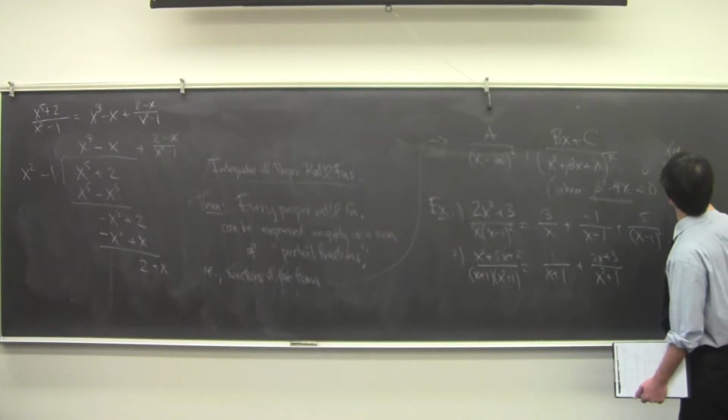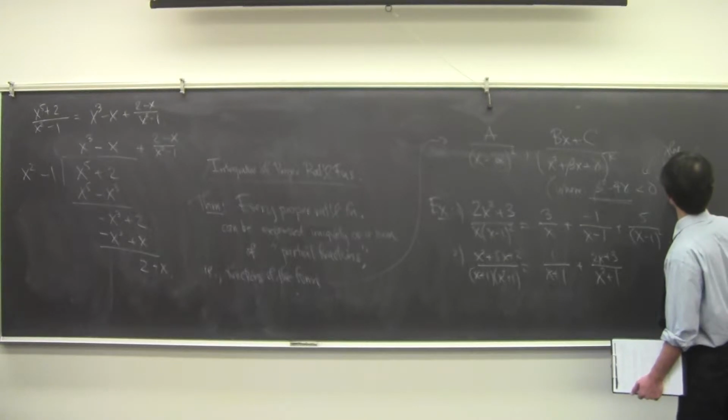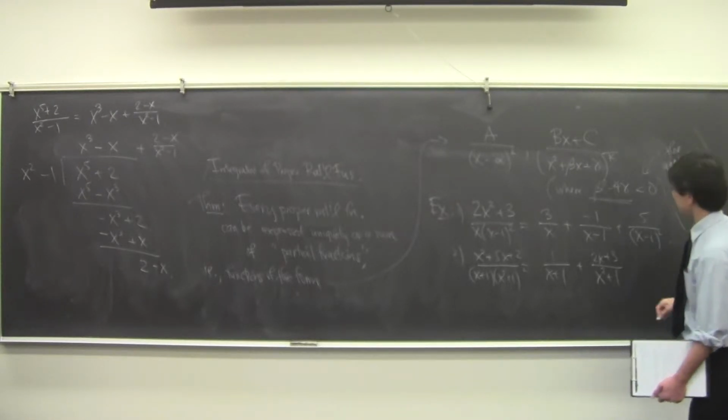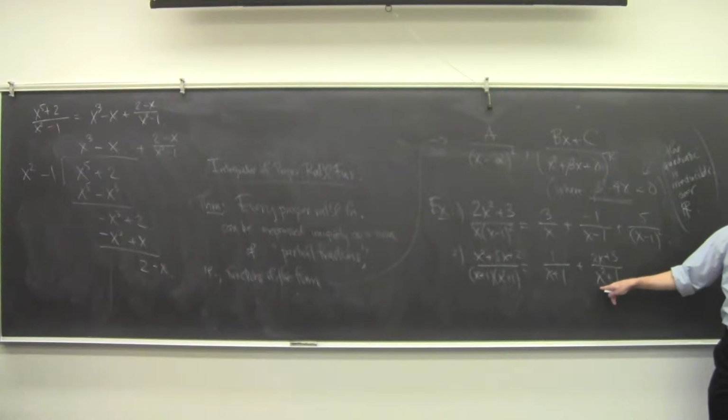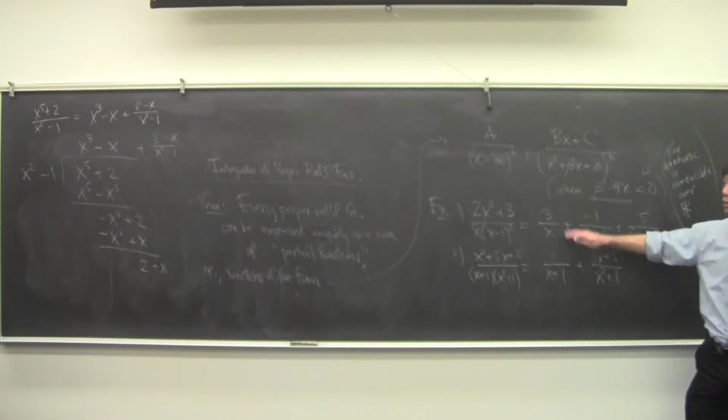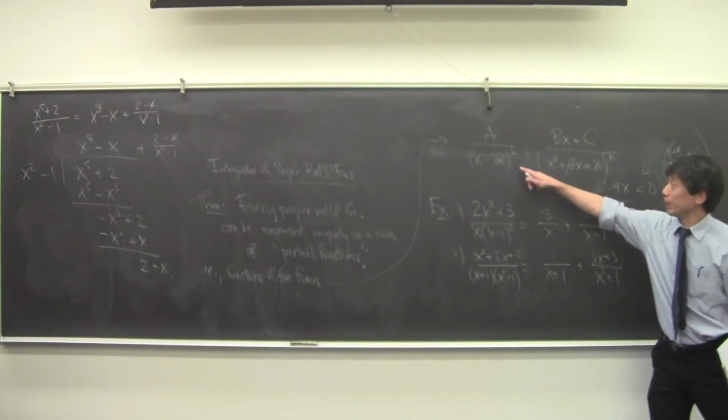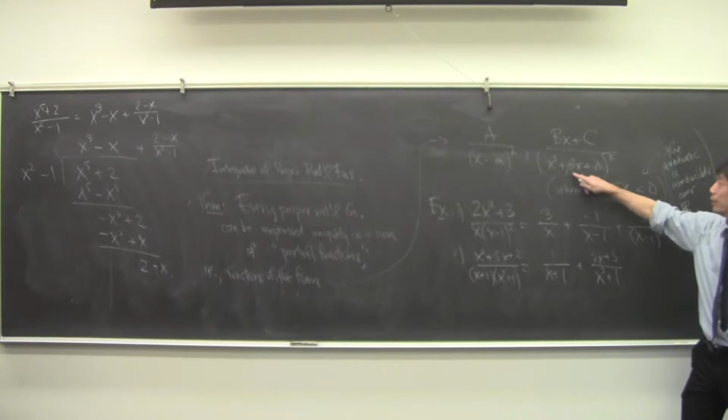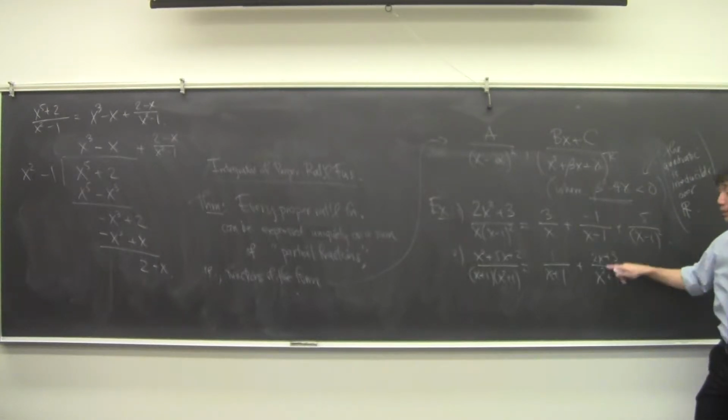The quadratic is irreducible over the real numbers. Right? X squared plus 1 has no real roots. It has imaginary roots, like i and negative i, but no real roots. So two kinds of things can show up: these guys with powers of linear terms on the bottom, and these guys with powers of irreducible quadratics on the bottom. And that's what showed up here.